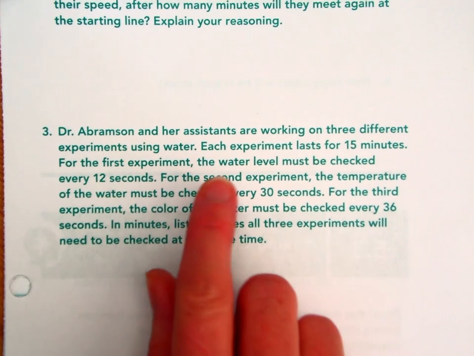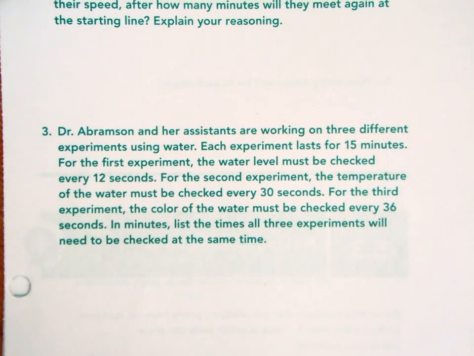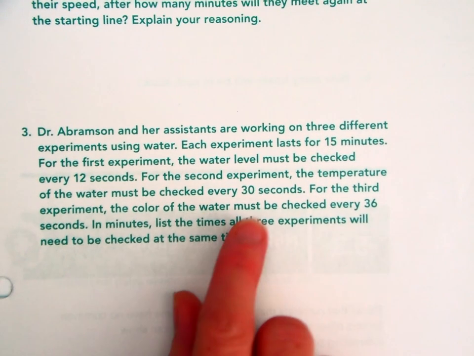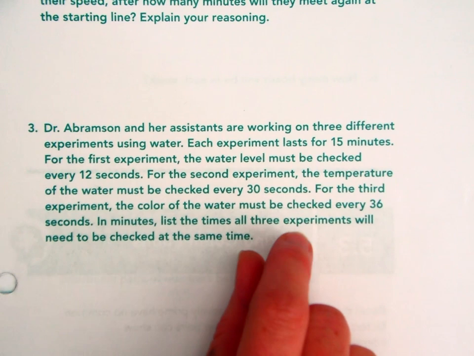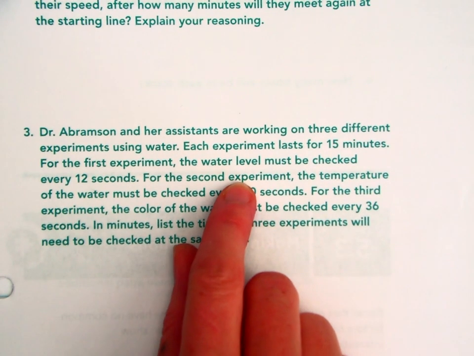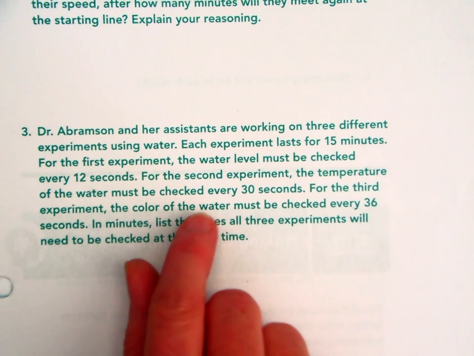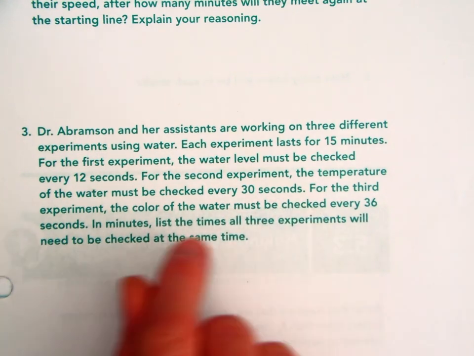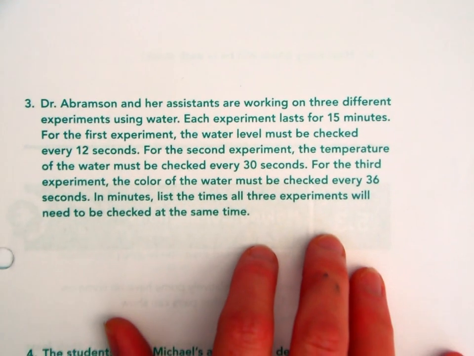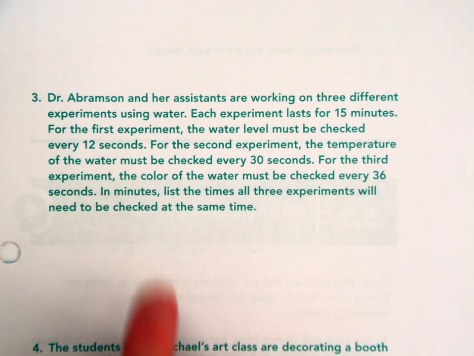Number 3, Dr. Abramson and her assistants are working on 3 different experiments using water. Each experiment lasts for 15 minutes. For the first experiment, the water level must be checked every 12 seconds. For the second experiment, the temperature of the water must be checked every 30 seconds. For the third experiment, the color of the water must be checked every 36 seconds. In minutes, list the time all 3 experiments will need to be checked at the same time.